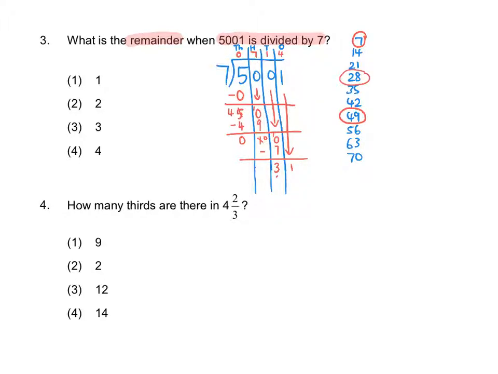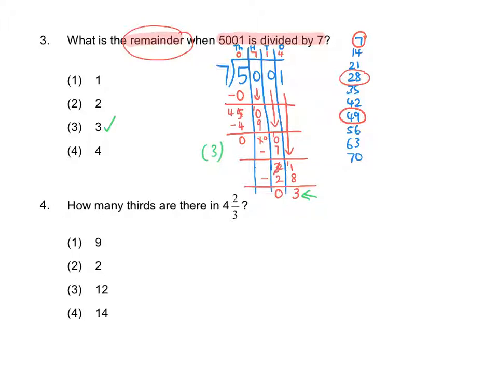4 times 7, 28. When you subtract, can I take 1 minus 8? No, so I need to regroup 2, and the smaller place value becomes an 11. 11 minus 8 is a 3. 2 minus 2 is a 0. So the question wants a remainder. The remainder is actually here. So the remainder is 3. Answer is 3.